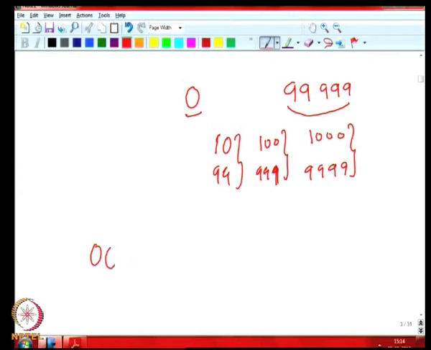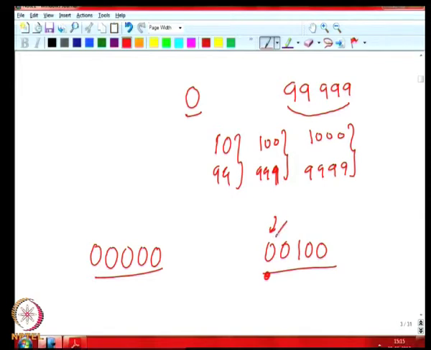We can think that the first number is just 0 by padding it with zeros, 00000, 5 zeros. For instance, a number like 100 can be padded with 2 zeros in the front, and we can make it a 5 digit number, because that way there is no restriction: in each position I can use any of the digits 0 to 9, 10 digits we can use.